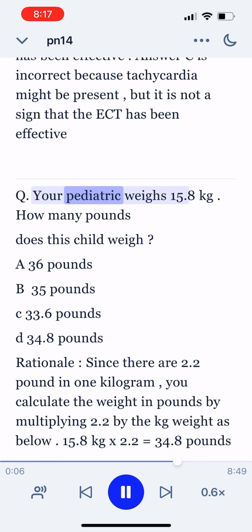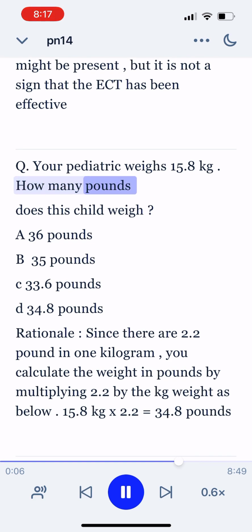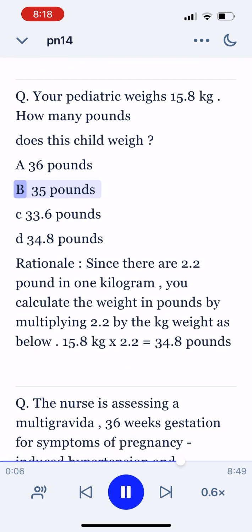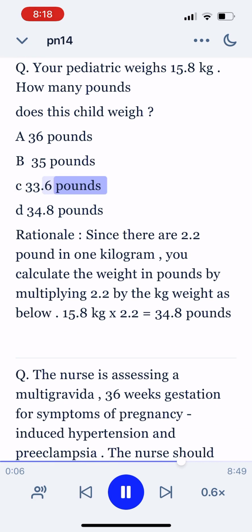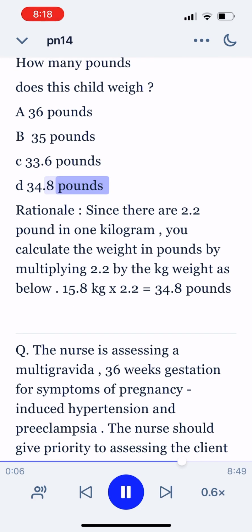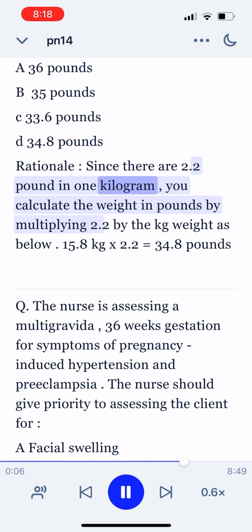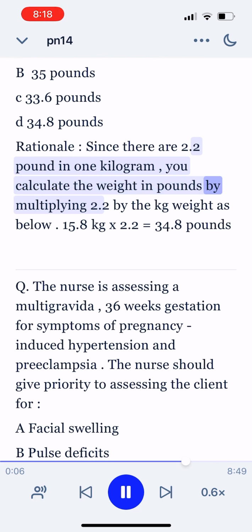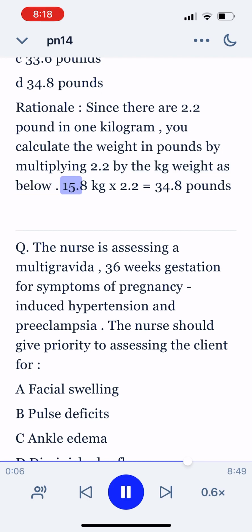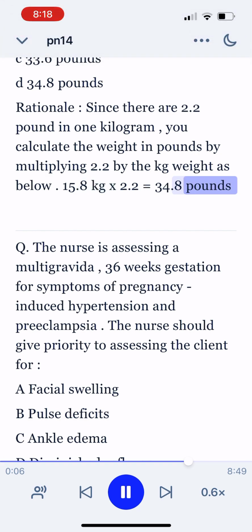Q. Your pediatric client weighs 15.8 kilograms. How many pounds does this child weigh? A. 36 pounds. B. 35 pounds. C. 33.6 pounds. D. 34.8 pounds. Rationale: since there are 2.2 pounds in 1 kilogram, you calculate the weight in pounds by multiplying 2.2 by the kg weight as below. 15.8 kilograms x 2.2 equals 34.8 pounds.